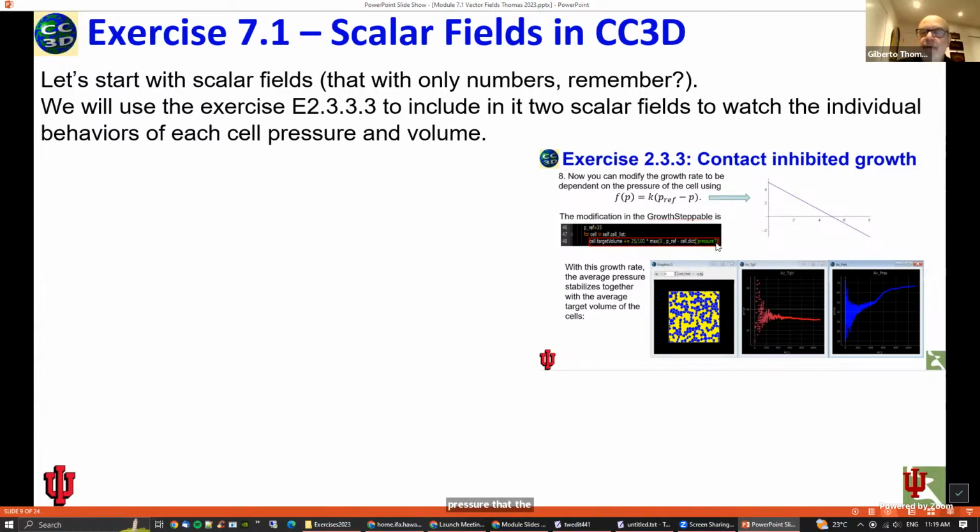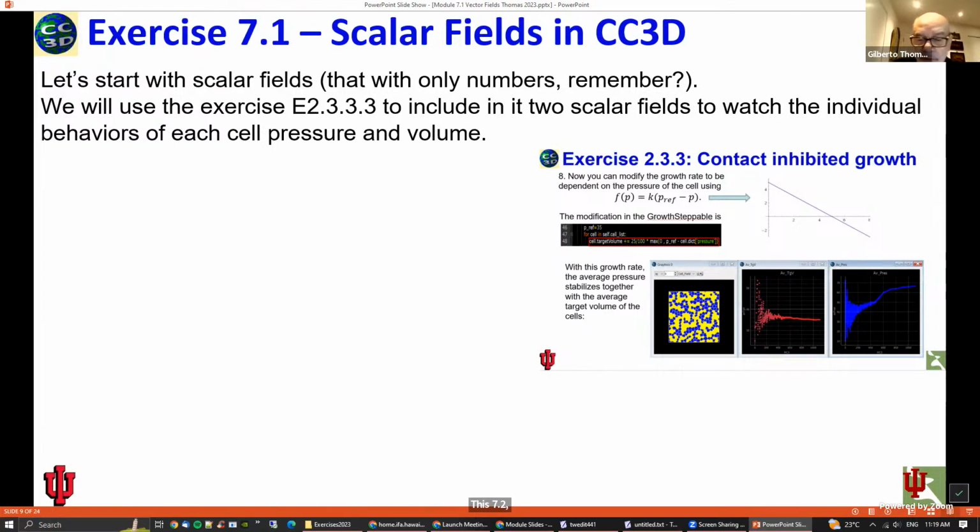And we had a function that controlled the pressure inside the cell, as showed here in this slide. The FP equals K times a function related to a preferred pressure. So I think it's better you load this 7.1 exercise in the student material.